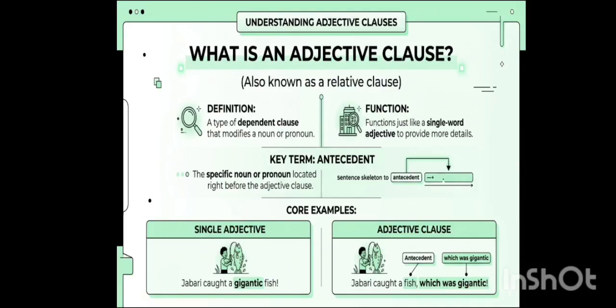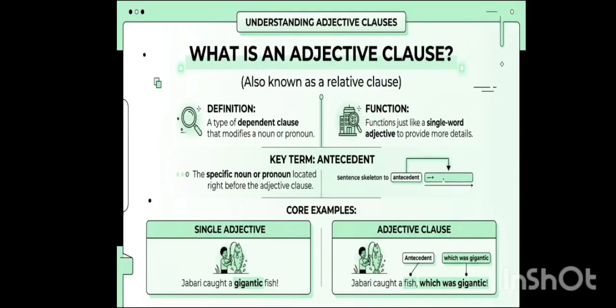A clause is a group of words with its own subject and verb. We know that. Its entire job is to function exactly like that single adjective, to give more details about a noun. Look at the second example. "Jabbar caught a fish which was gigantic." Here, "which was gigantic" is our adjective clause. It modifies the noun fish.